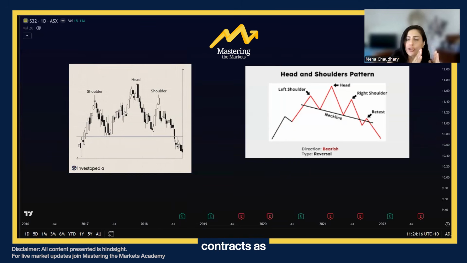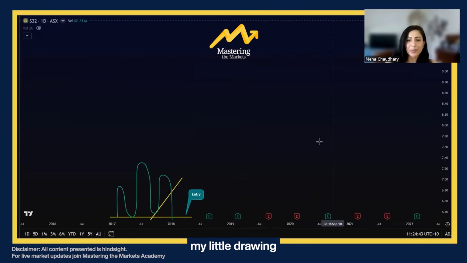Ideally, volume contracts as we move towards the right shoulder and then should expand on the breakout. That supports the idea that supply is stepping in. But remember, volume only strengthens the case. It doesn't define it. Now let's talk about the three ways to trade this pattern. So like I said, there are three ways to trade this pattern, but they all have different levels of risk. Let me bring up my little drawing, 1 second.